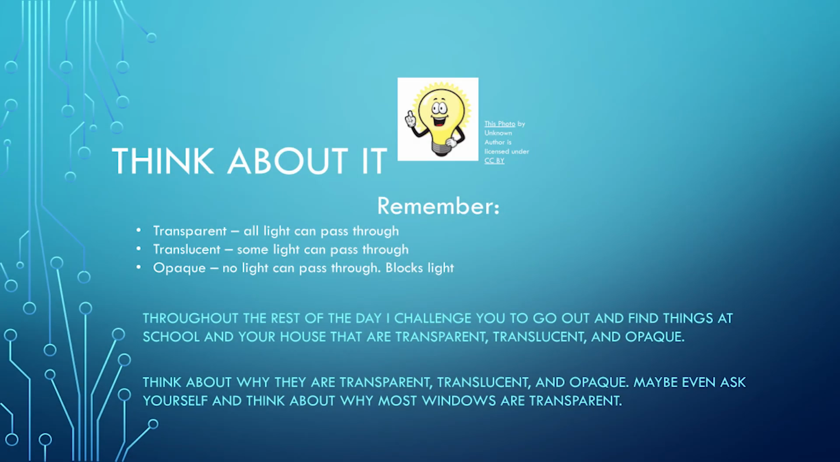Throughout the rest of the day, I challenge you to go out and find things at school and your house that are transparent, which lets all light through, translucent, which lets some of the light through, and opaque, which blocks light and sometimes creates a shadow. Think about why they are transparent or translucent or opaque? Maybe even ask yourself and think about why most windows are transparent.